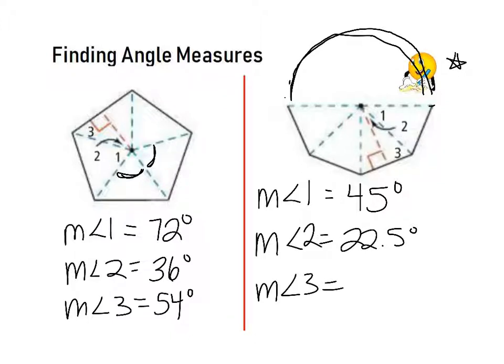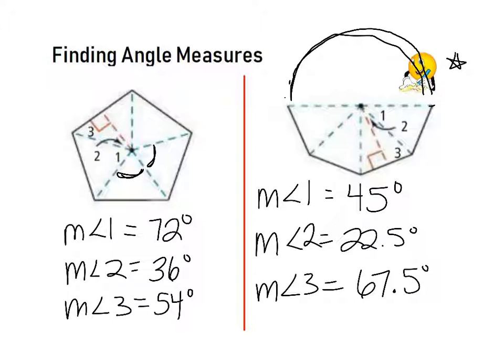And lastly, I'm going to have the measure of angle 3, and same deal. I'm going to look at just the little triangle that was formed. I know angle 2 is 22.5. I know that I have a 90. I'm just going to subtract those from 180, and I end up at 67.5 for that angle measurement.